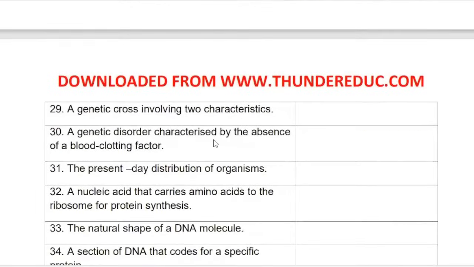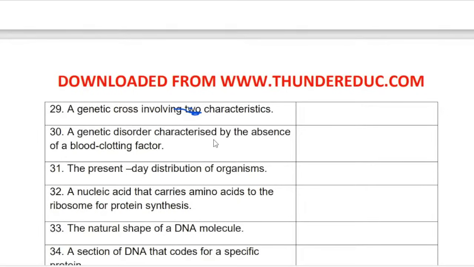A genetic cross involving two characteristics. We call it dihybrid cross, because two means di. A genetic disorder characterized by absence of blood clotting factor, hemophilia.